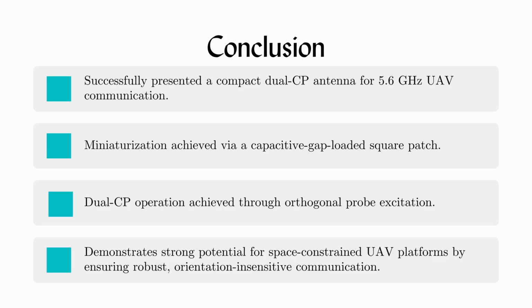To conclude, we have successfully developed and validated a compact dual circularly polarized antenna engineered specifically for 5.6 GHz unmanned aerial vehicle communications. By integrating capacitive gaps into the square patch, we resolve the severe size constraints inherent to standard half-wavelength designs. Simultaneously, the application of orthogonal probe feeds guarantees the independent generation of both polarization states. The resulting architecture maintains symmetric radiation, high interport isolation, and stable gain within a fraction of the standard physical footprint, proving its viability for modern drone integration.